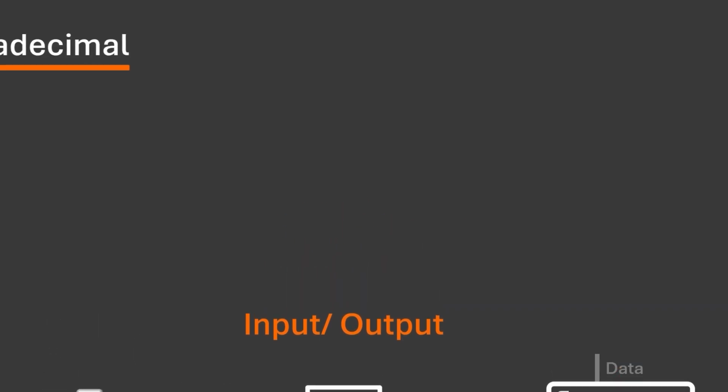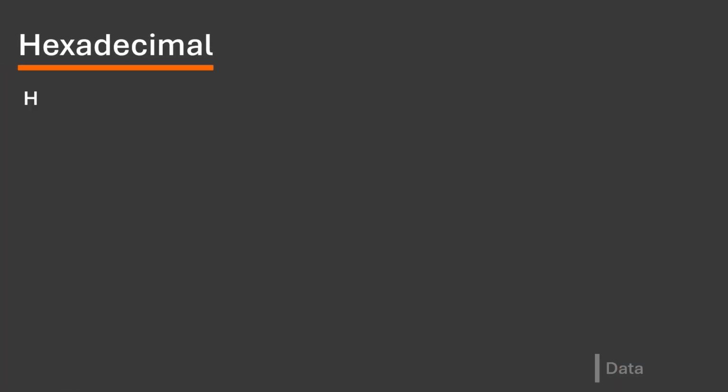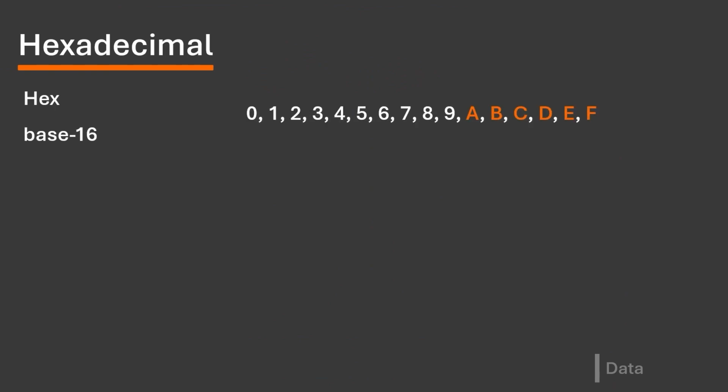Okay, let's look at hexadecimal. Hexadecimal or hex is a base 16 number system, meaning it uses 16 symbols to represent numbers. So instead of stopping at 9 like the decimal system, which is base 10, hexadecimal includes 6 extra symbols, which are A, B, C, D, E, and F.